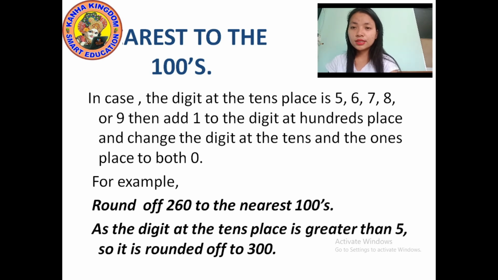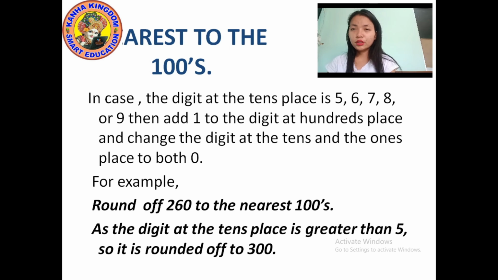If the digit at the tens place is 5, 6, 7, 8 or 9, then you have to add 1 to the 100th place and change the digits in the tens and ones places to 0.